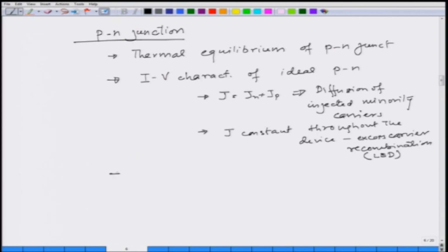We also looked at the breakdown of a p-n junction in the ideal characteristics, and the fact that one can have a controlled breakdown of a p-n junction, and that particular thing can also be used as a device. In the next lecture, we will show how one can fabricate a p-n junction, and that is the real power of semiconductor technology in today's world.